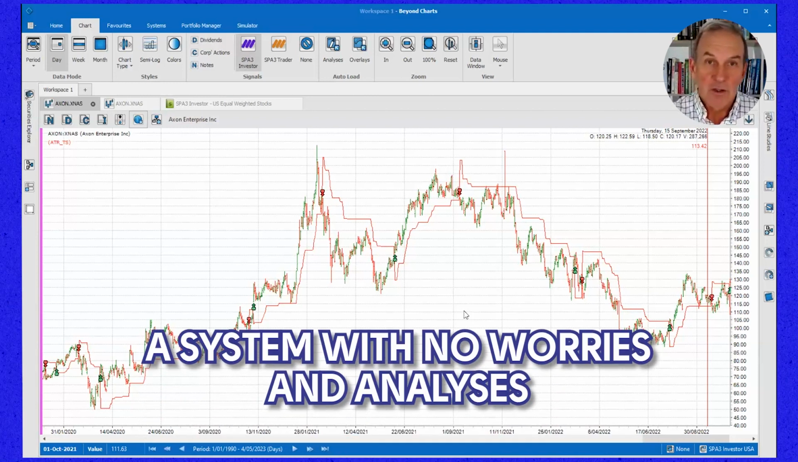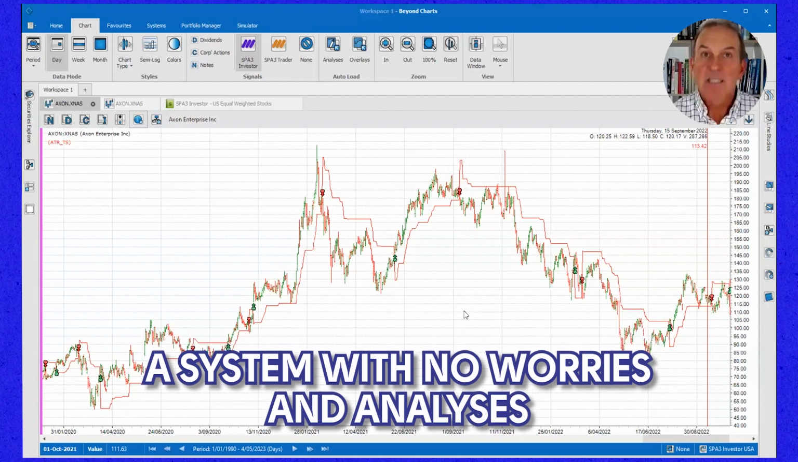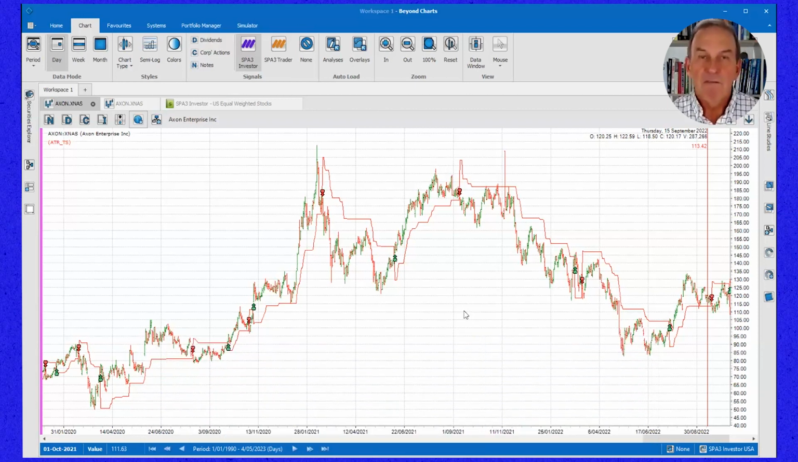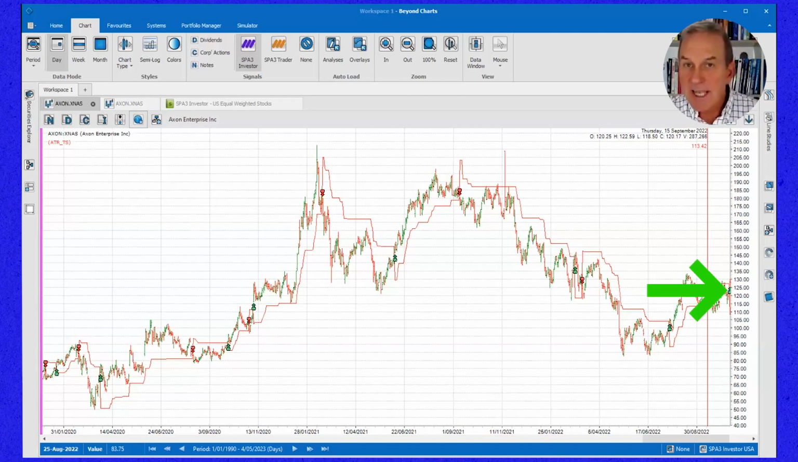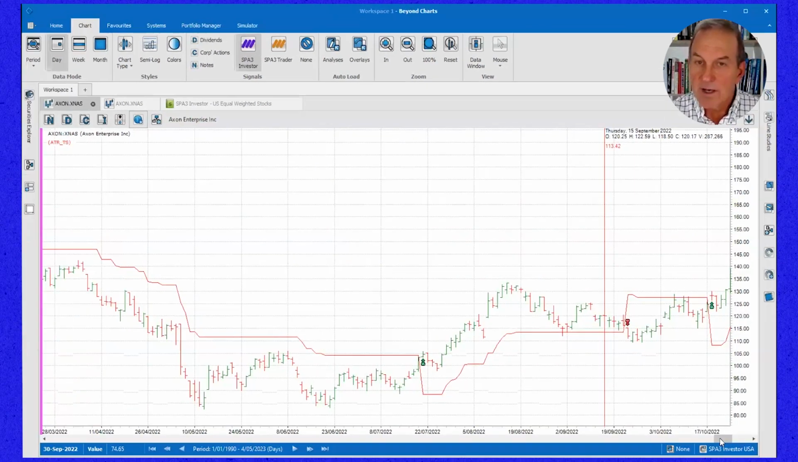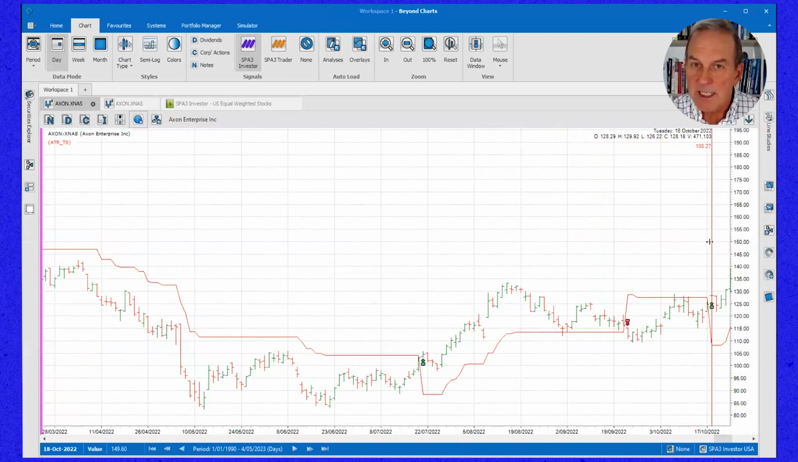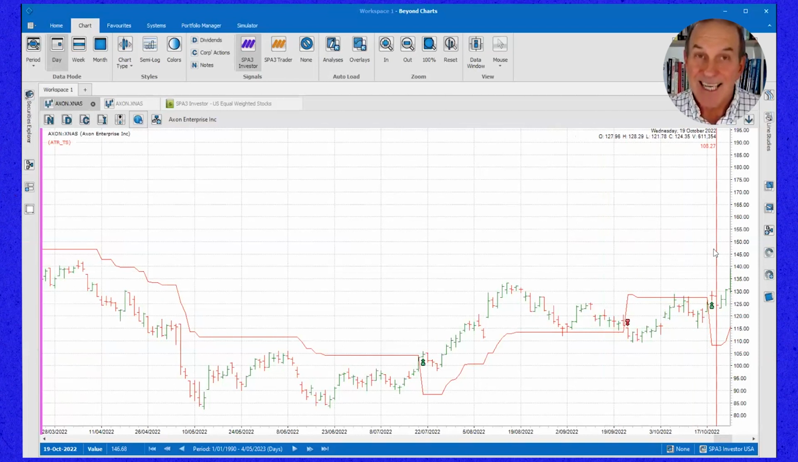I don't have to do any analysis. I don't have to do any reading. I just follow the system, because all of the subjectivity and discretion is built into the system. When this entry signal occurred, which you can see on the right-hand side, there's an entry signal over there, I took this trade. I got in the day after the entry signal. So the entry signal was on the 18th of October. We entered the day after, because you only get the data at the end of the day. And the trade then starts.